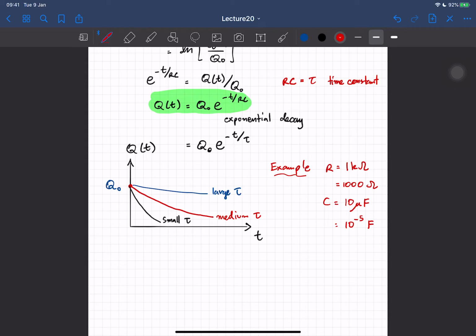So what's the time constant? Well, tau is just R times C. If you calculate R to be 1000 and C to be 10 to the minus 5, you get 0.01 second. So it's 10 milliseconds. That's the time constant.